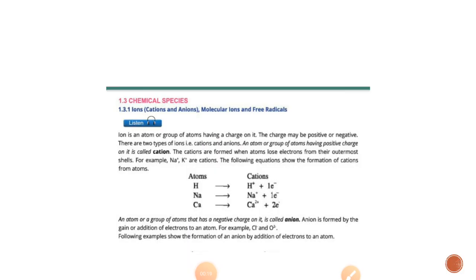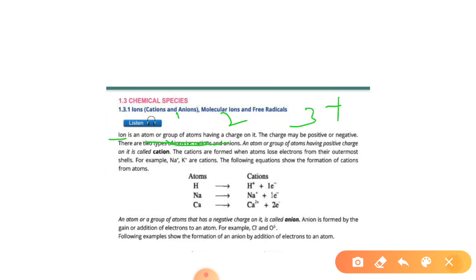Chemical species. Ion. An ion is an atom or group of atoms having charge on it. So the first thing is that they are an atom or group of atoms. The second thing is they contain charge. The third thing is the charge may be positive or negative.